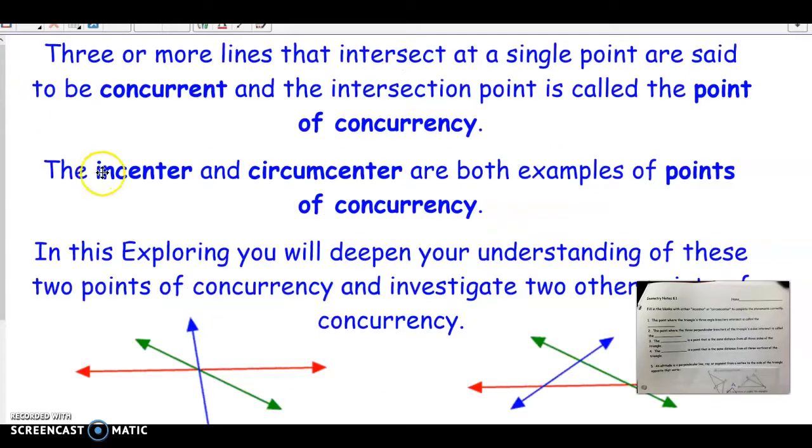So if you remember, we learned what it means to have a point of concurrency. That only happens when you have 3 or more lines that intersect at a single point. So this figure here on the left, these 3 lines intersect at a single point. And so we create a point of concurrency where they intersect. These 3 lines do not intersect at a single point, so we would not call them concurrent. We learned 2 points called the incenter and circumcenter, and those are both examples of points of concurrency because they are formed when you have 3 lines that are intersecting at a single point.